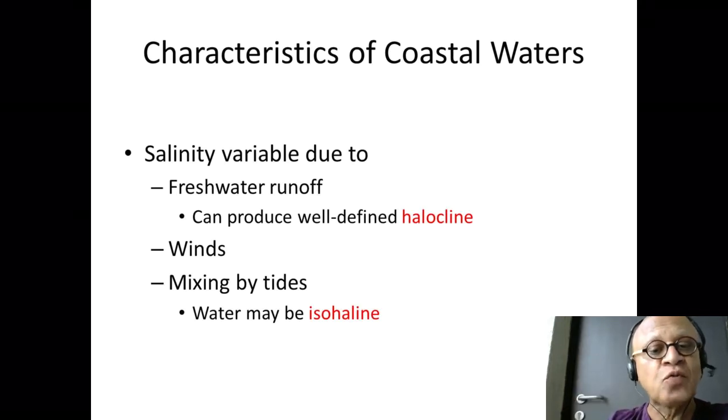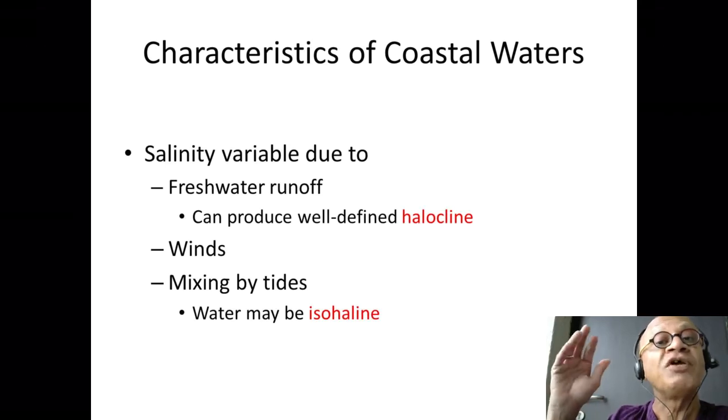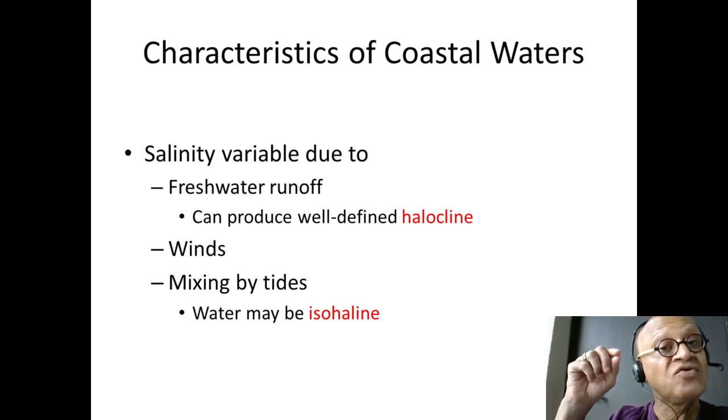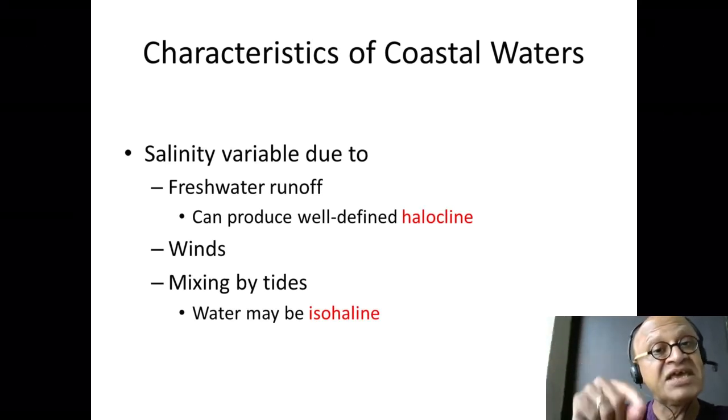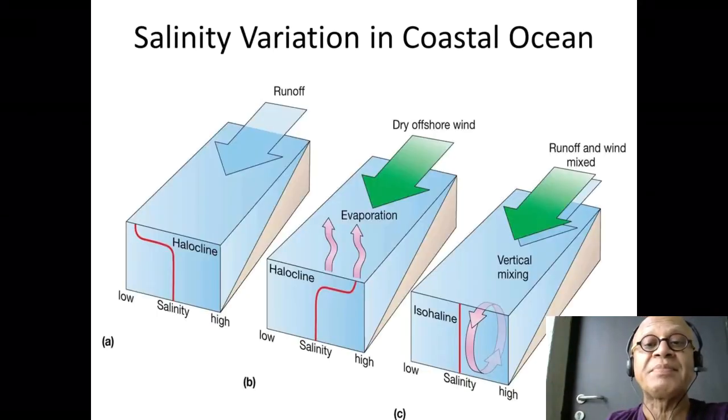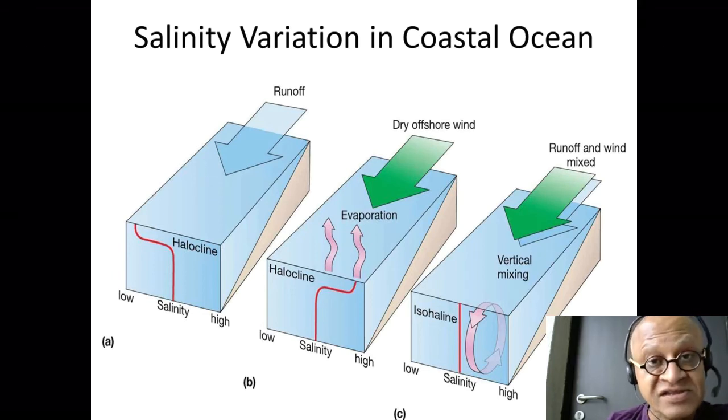Mixing happens because of winds, because of tides, but also if it is dry. If you evaporate and increase salinity, you can increase density and you can have mixing. It's called convective mixing in the ocean. That can also happen. So broadly speaking, you have these kind of features. If you have high runoff, you get the horizontal scale abscissa here is the salinity going from low to high. So you can have a sharp halocline with low salinity at the surface and higher salinity at the bottom.